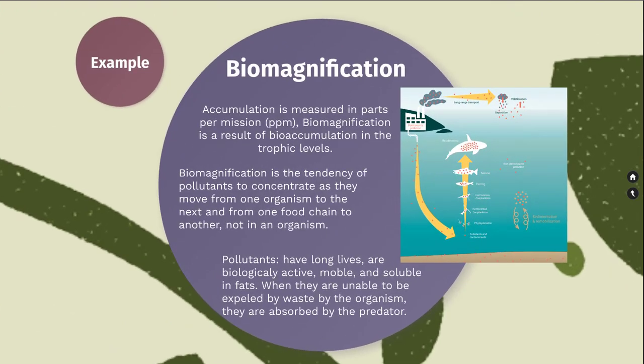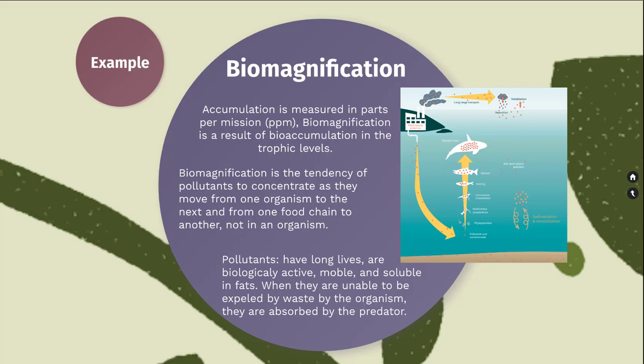Now, what is biomagnification? So biomagnification is a result of bioaccumulation. That we measure this in parts per million, ppm. So it's just the tendency of pollutants to concentrate as they move from one animal to the next. So we have bioaccumulation is how those animals get the toxins, and biomagnification is talking about how that accumulation has increased between the trophic levels. So it's not necessarily talking about one specific organism.